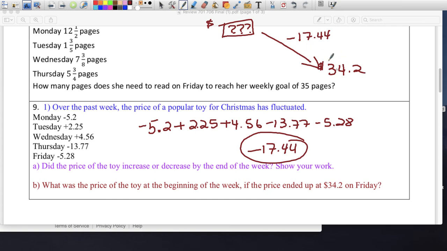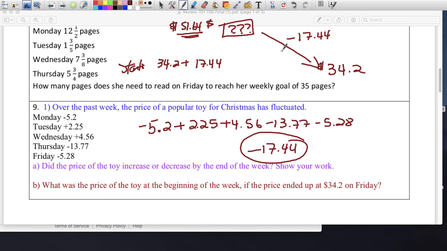So what do we do with these two numbers? We're obviously going to add. Right? So to find the starting price, I'm going to add 34.2 plus 17.44. Let's see if that makes sense for you. 34.2 plus 17.44 equals $51.64. So it means at the beginning of the week, it was $51.64.